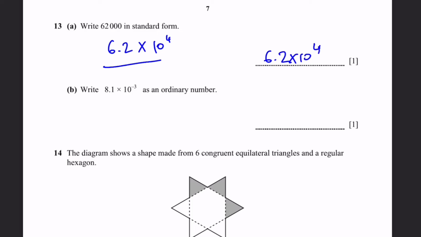Write 8.1 times 10 to the power minus 3 as an ordinary number. Since this is 10 to the power of minus 3, we move this decimal point over here 1, 2, 3 places to the left. So 0.0081. That'll be the ordinary number. That's our answer. Let's go to question 14.